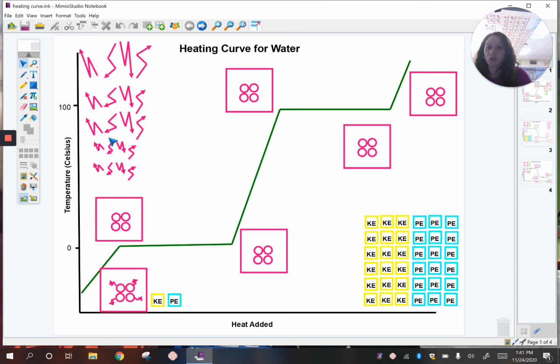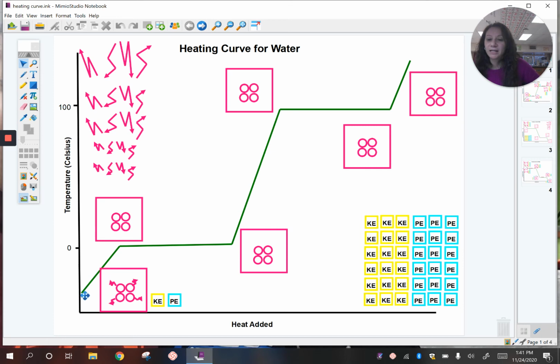I am showing, this is just my own notation, the speed of the particles using these arrows. The smaller the arrow means the slower it is. The bigger the arrow means it's fast. I also have some amount of kinetic energy and potential energy in there. I put one box of each. That does not mean that they're equal to each other. It just means I have some certain amount. So this is qualitative, not quantitative.